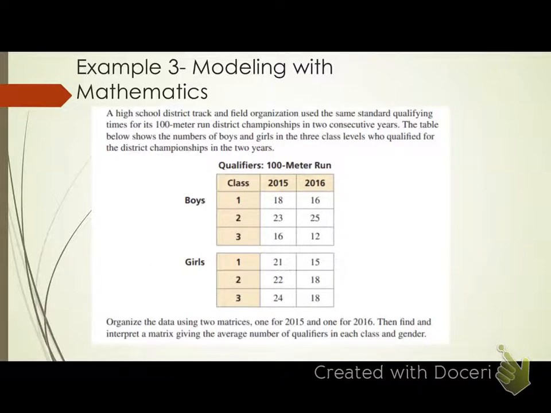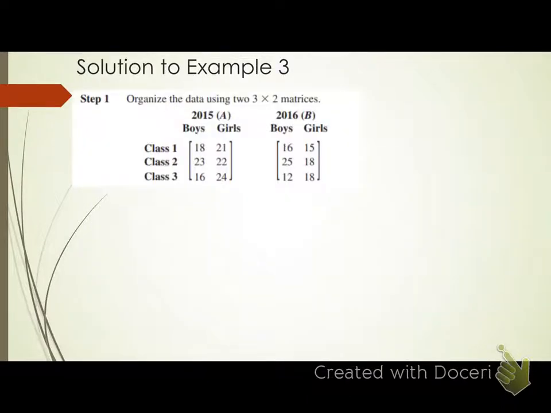It says organize the data using 2 matrices, one for 2015 and one for 2016. Then find and interpret a matrix giving the average number of qualifiers in each class and gender. So it wants me to come up with 2 matrices, one for 2015, one for 2016. So on the next slide, I have those 2 matrices. The left one is for 2015. The left column is for boys. Right column is for girls. Second matrix is for 2016. Left column is boys. Right column is girls.